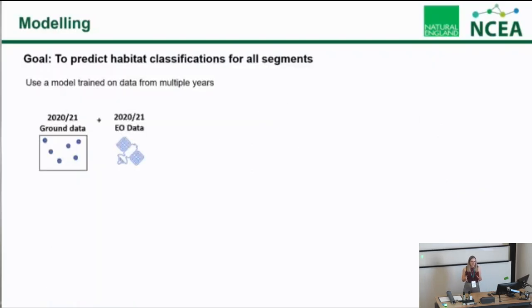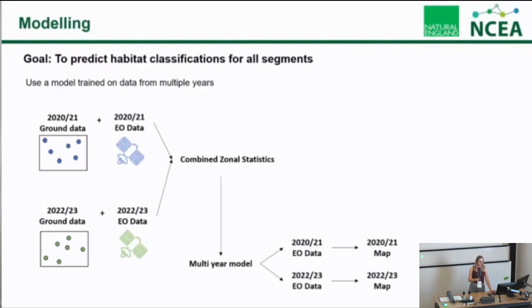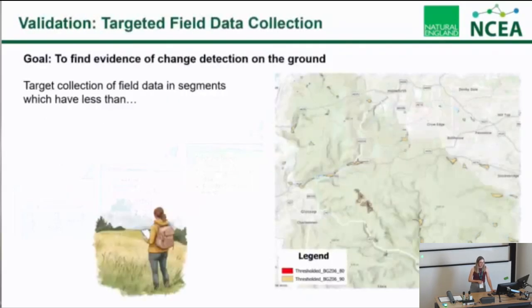We decided that it would be best to use a single model for both years, so we are using data that's trained on multiple years. So we're using data from 1991 to 2021 and the data from 2020 and 2021, then 2022-23 data and the associated year to create combined zonal statistics to produce our multi-year model, which is applied to both years for change detection. We're still trialling a number of different variations on this model, but this is definitely the way we're going to move forward.